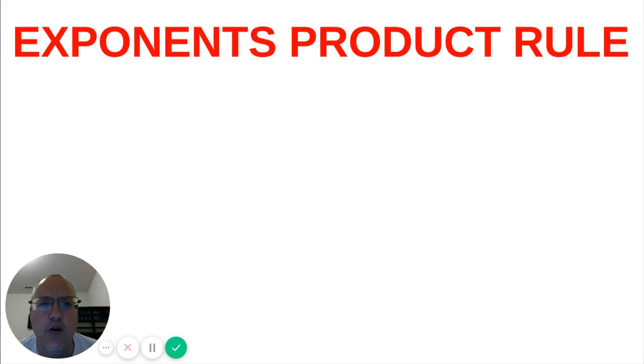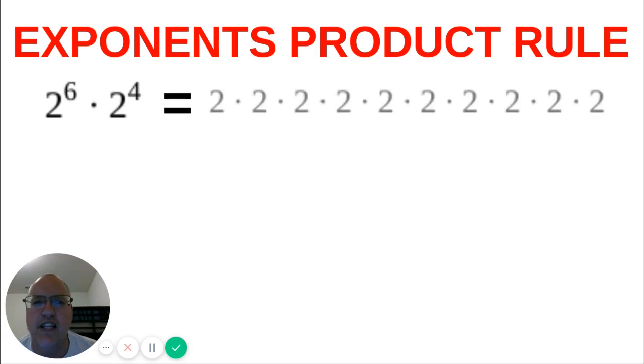We're going to talk about the exponents product rule before we talk about the logarithm product rule, because the two work hand in hand. If you see a problem that looks like 2 to the power of 6 times 2 to the power of 4, and I told you to simplify that expression down to its simplest form, one thing you might do is write it out as 2 times 2, all the way out to ten 2s.